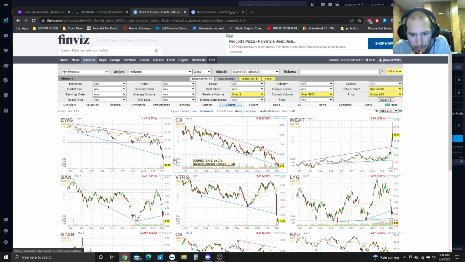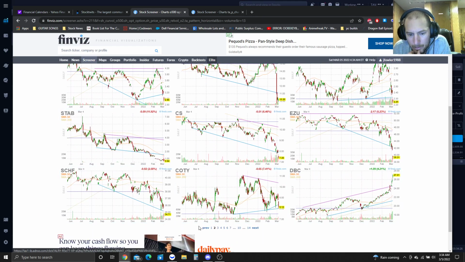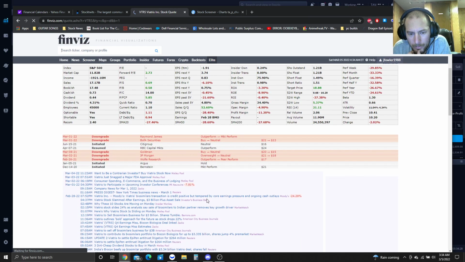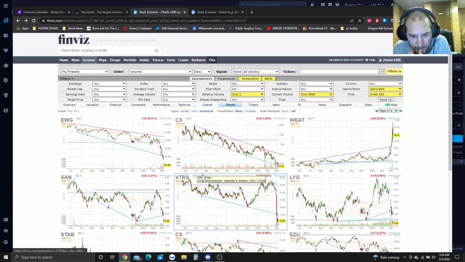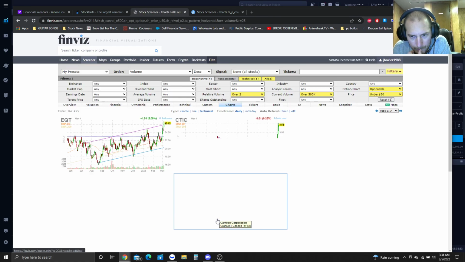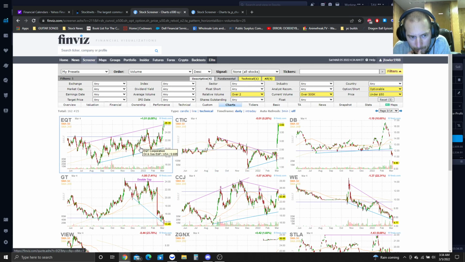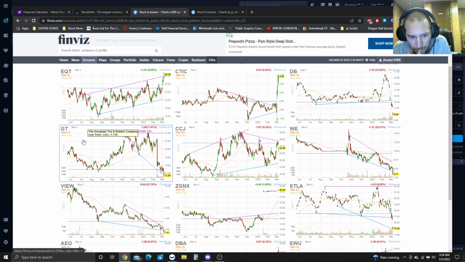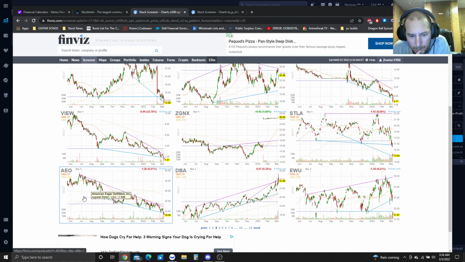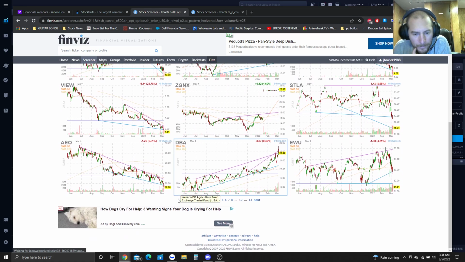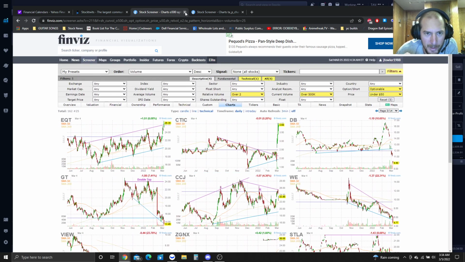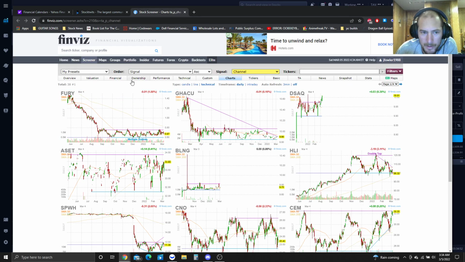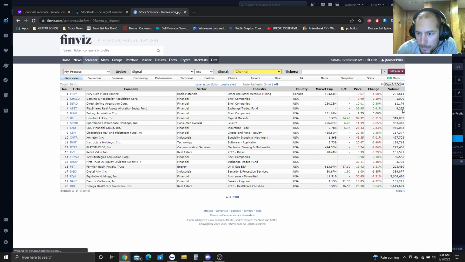Ten, 20, 25. Go through a couple pages here, see if we can find anything interesting. Broke down. Okay, so I think we're done with this one. Now we're going to go back to our sideways channel, and same thing, we'll go to overview, sort by volume. This is the sideways channel from the home screen.